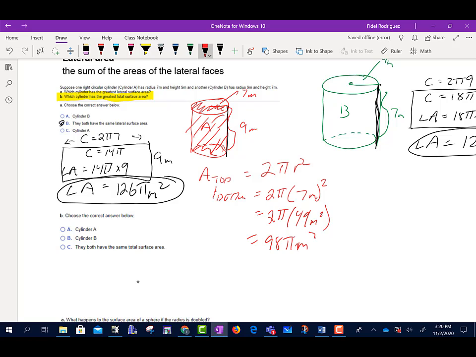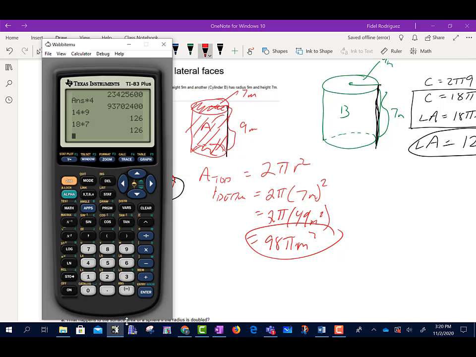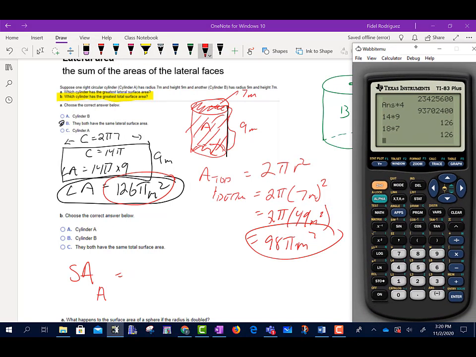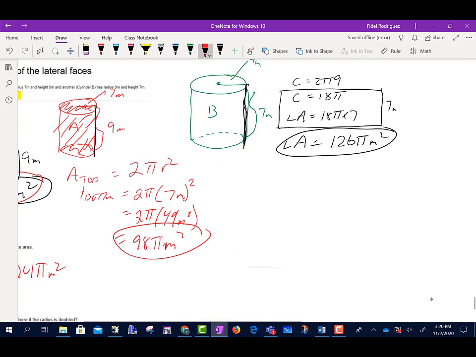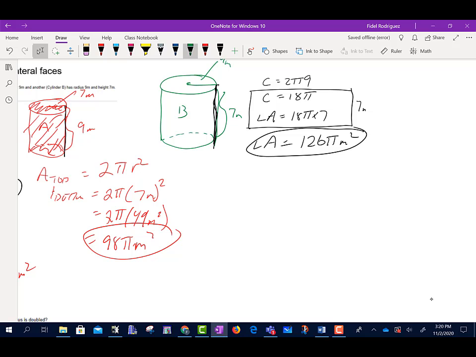Now, to find the surface area of cylinder A, I'm going to take this number here and this number here and add them together. I want you to notice they both have the pi. So I'm just going to add the 126 plus the 98, and that gives me 224 pi meters squared.